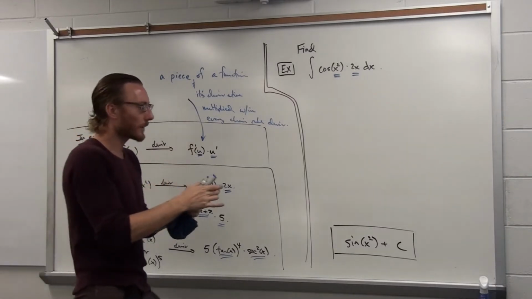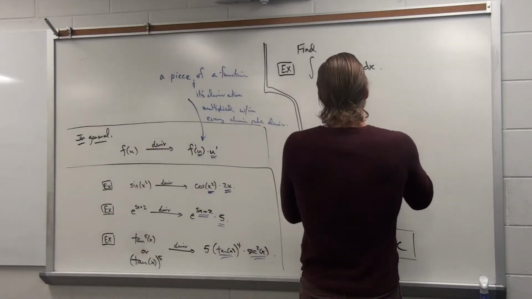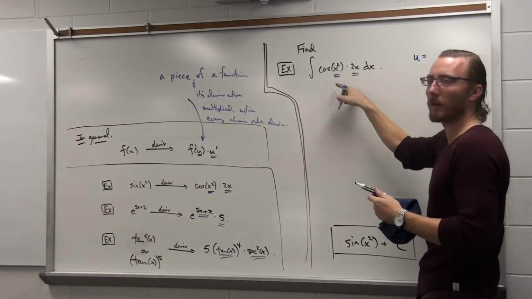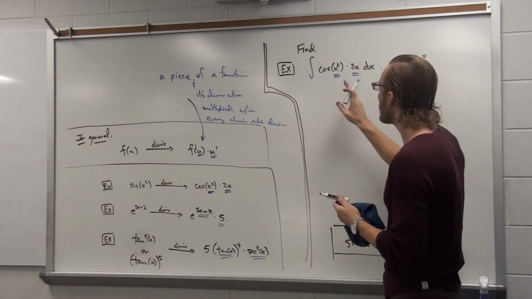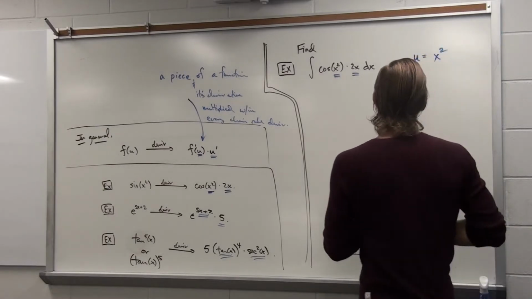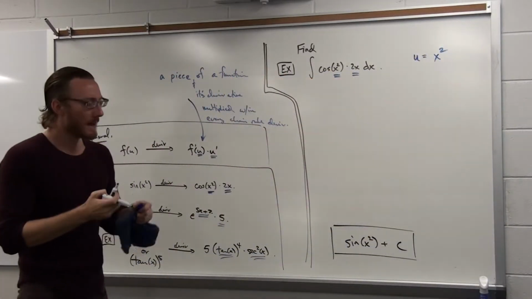So here's what we're going to do. We're going to set u among these two bits within our function that are related by derivative. One of them is going to be u and one of them is going to be u prime. We're going to set u equal to x squared. And then here's the deal.